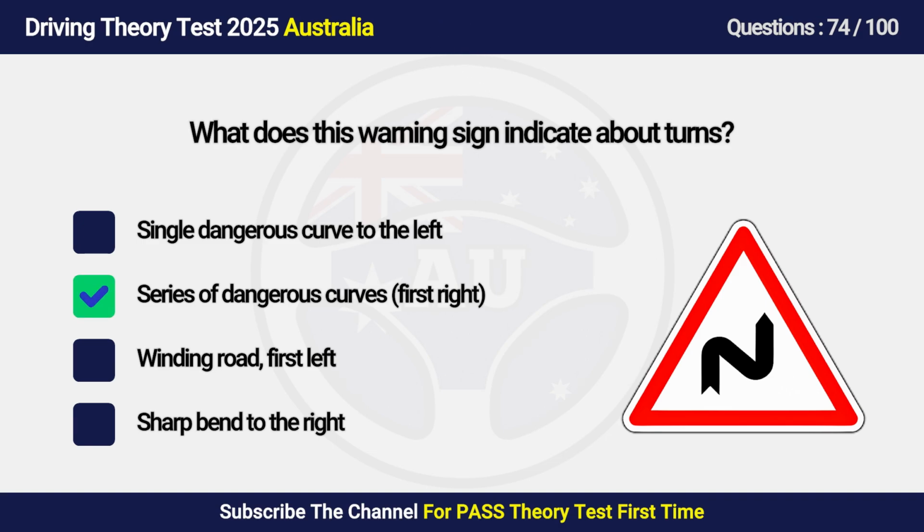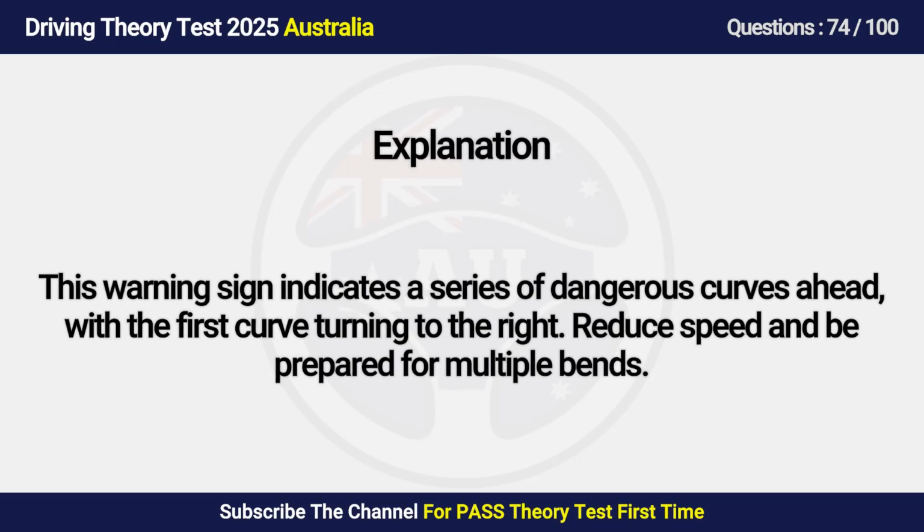Answer is B, series of dangerous curves first right. This warning sign indicates a series of dangerous curves ahead, with the first curve turning to the right. Reduce speed and be prepared for multiple bends.